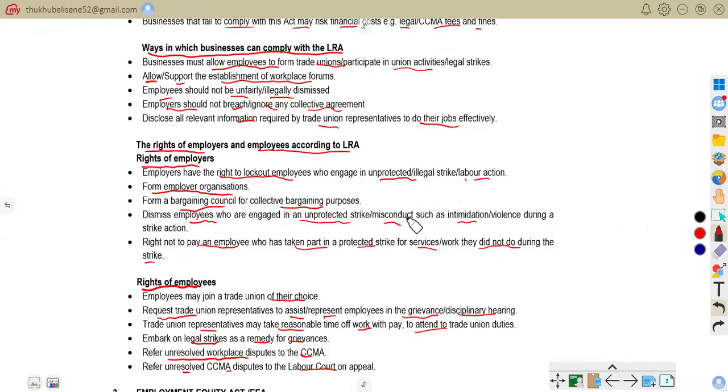So we are going to go to the next presentation, whereby now we'll be discussing the EEA. That is on the next presentation, but for the Labor Relations Act, that is the end of the presentation.